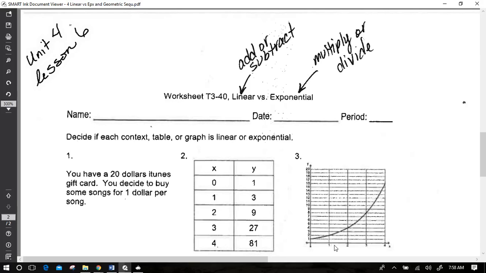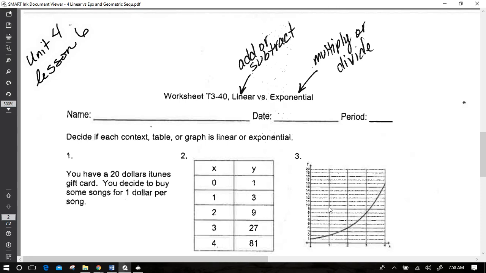All right, today what we're going to look at are Unit 4, Lesson 6. This is our last lesson of the unit, and we are going to be comparing, looking at word problems, tables, and graphs, and we're going to determine if a function is either linear or exponential.